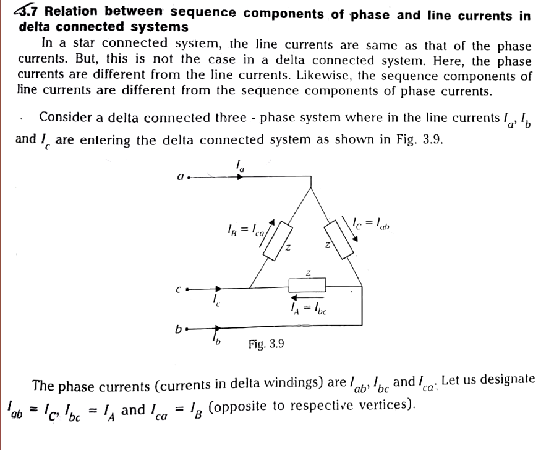We have discussed the sequence components of line voltage and phase voltage in the star connected system. When we come to the delta connected system, as you know, line voltages and phase voltages are the same in delta. But how about the line current and phase current?